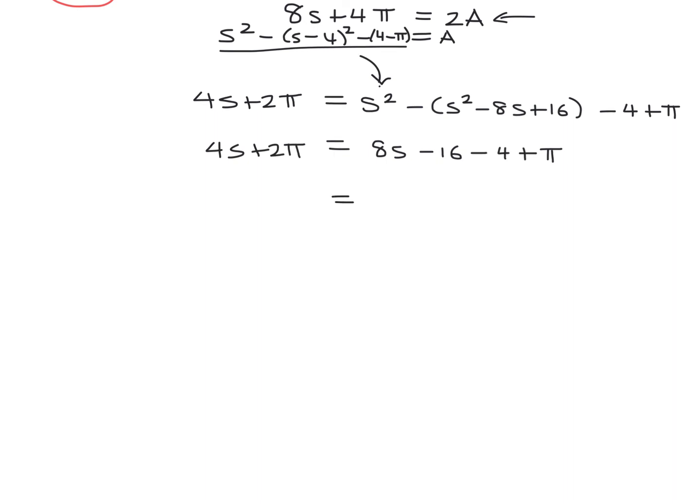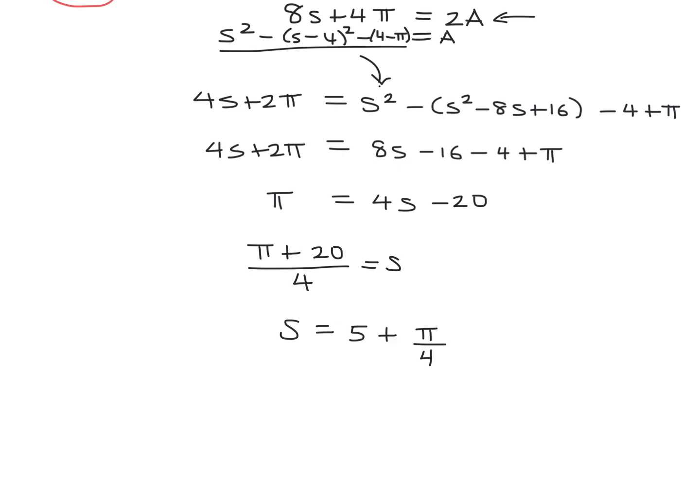Nothing over here has changed. Let's calculate this now. So this becomes 4s equals pi plus 20. And then we're solving for s, right? So we get pi plus 20 over 4 is s. And I think we can reduce this to lowest terms. 20 over 4 is 5 plus pi over 4. And they're saying that the final format of this is that s is equal to a plus b pi over c.